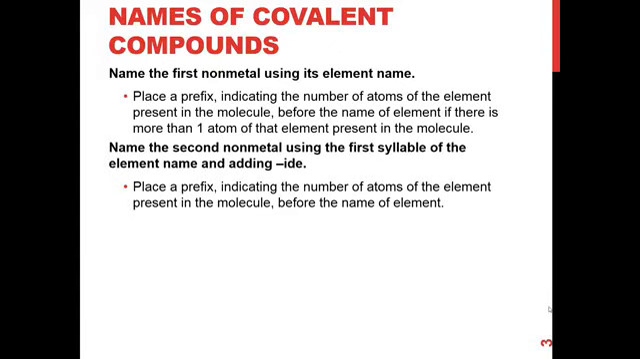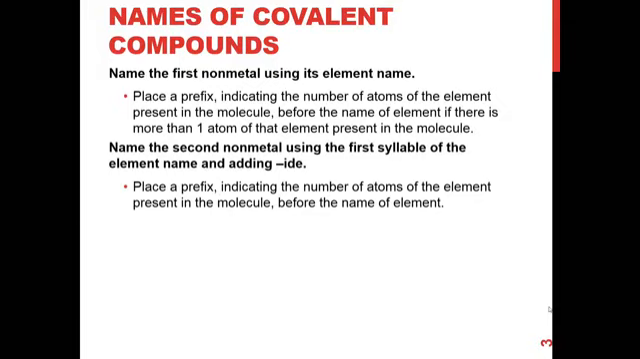You name the second nonmetal using the first syllable of the element name and then adding IDE. Again, a prefix is placed in front of that name indicating the number of atoms of that element present in the molecule. Unlike the first nonmetal, when you name the second nonmetal, you use a prefix even if there is only one of the second nonmetal listed.